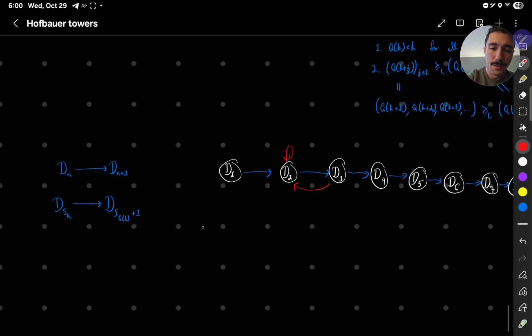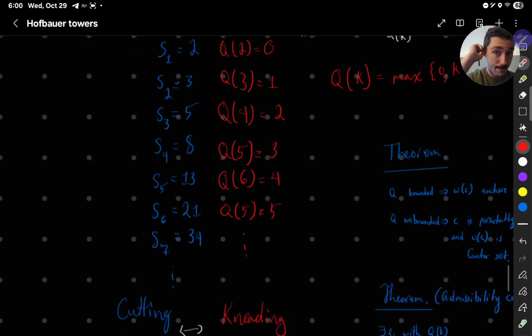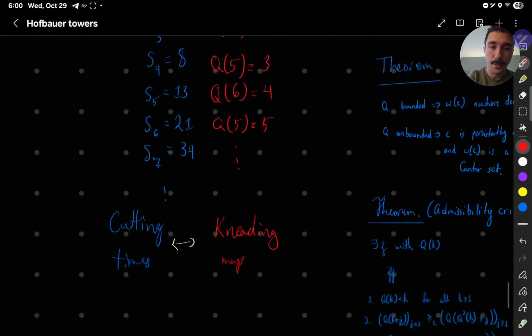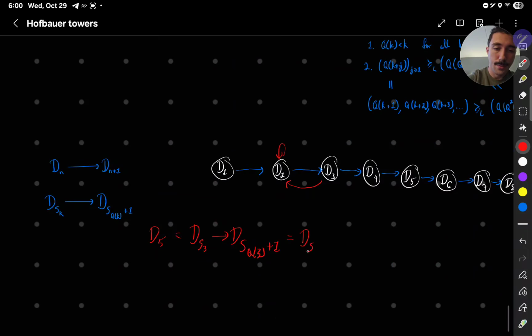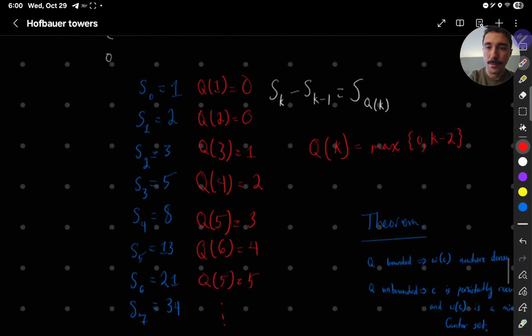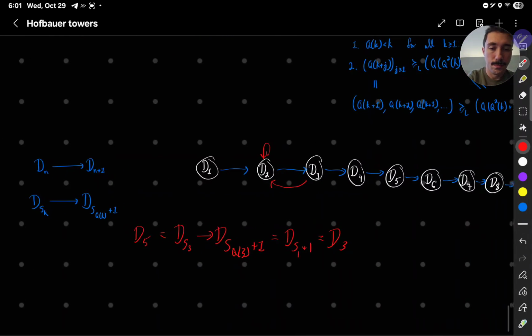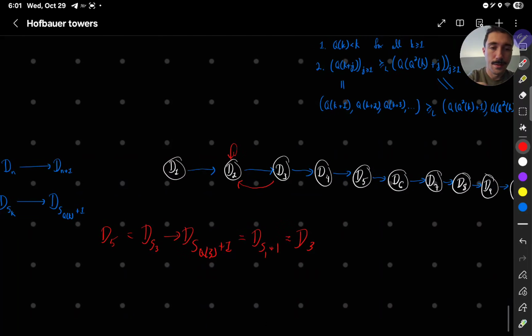What about the next one? D_{S3} goes to D_{S_{q3}+1}. Well, S3 is 5, so D5 goes to, q3 is 1, so D_{S1}+1. But S1 was 2. So D5 maps to D3.